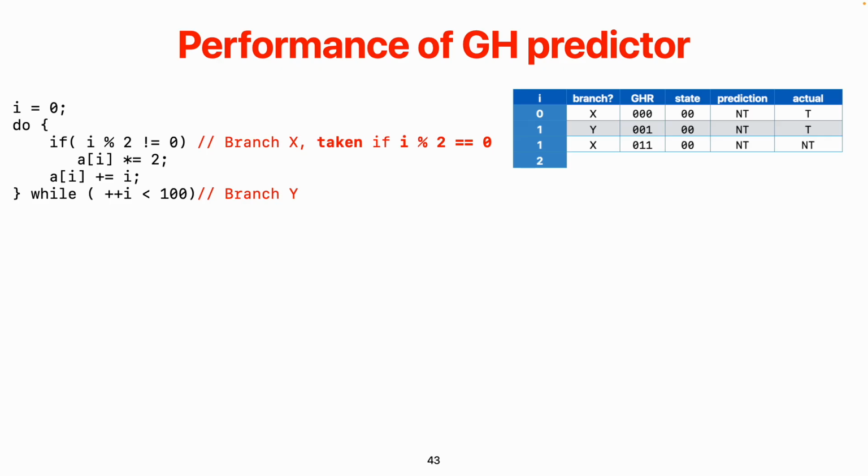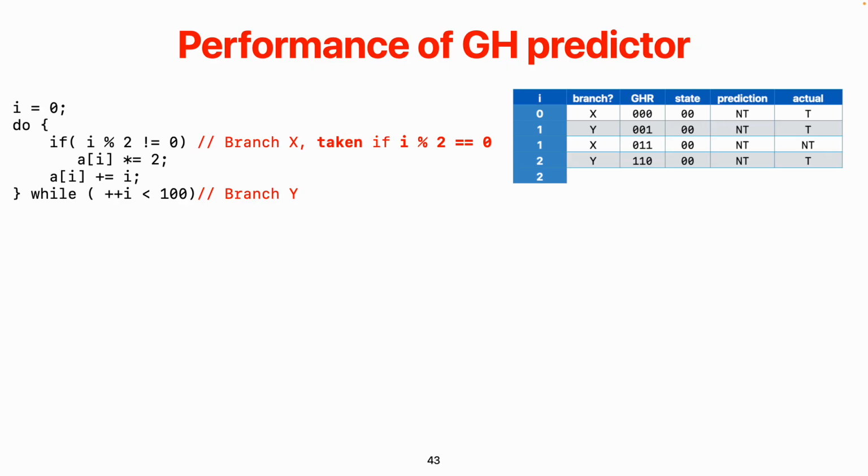Now, when i equals 2, what's the branch outcome? What's the current GHR? 110, right? Have we ever seen this pattern before? So what's the value in there? 0, 0. Predict taken or not taken? Are we getting it right or wrong? Wrong, right? So it's taken.